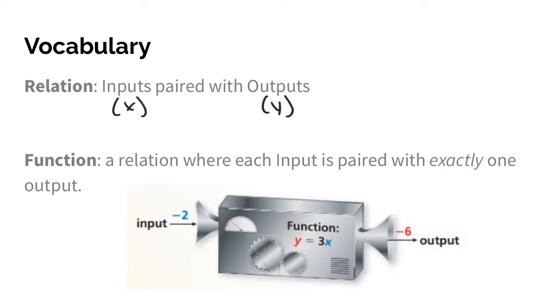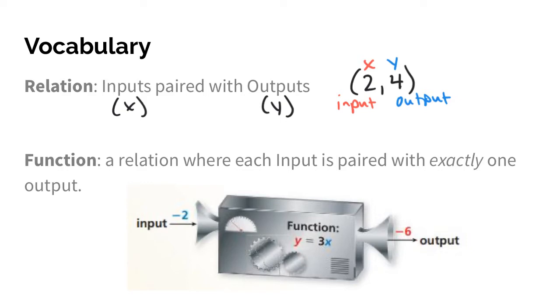So for example, you might recognize a relation as maybe an ordered pair or a point of, let's say, (2, 4). 2, which is my x value, would also represent what's called my input, and 4 is my y value, which is my output. So a relation is just simply a set of inputs paired with an output. Now, our goal for today is to understand if a relation is a function.